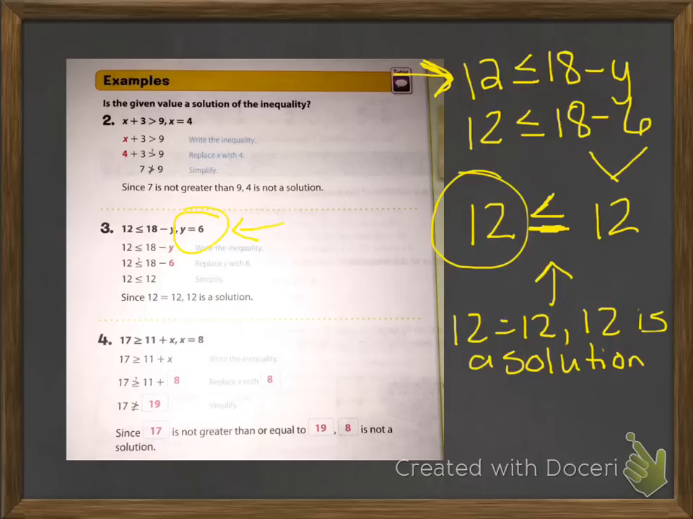All right, so looking at your last example on this one, you've got 17 is greater than or equal to 11 plus x. So with this one, you're going to substitute in 8 for x.